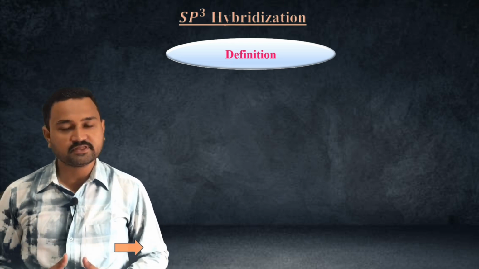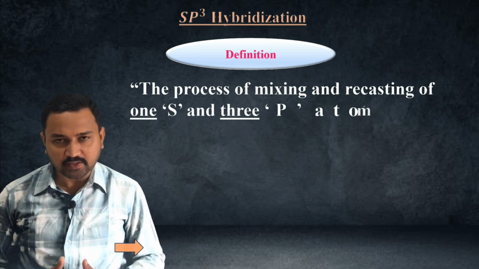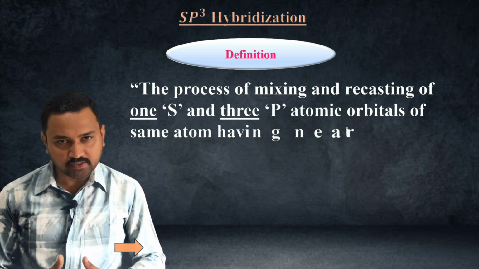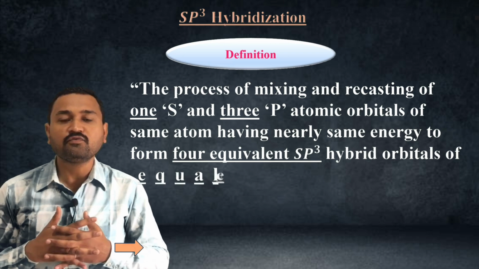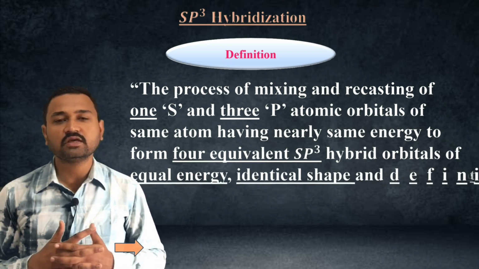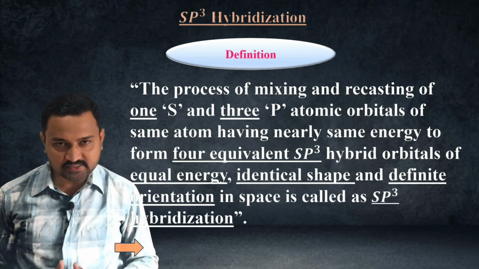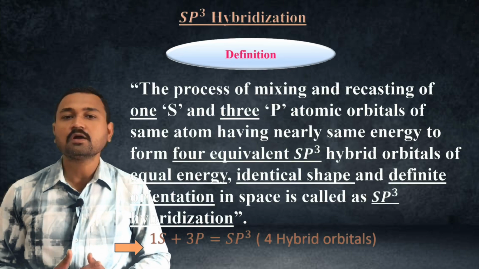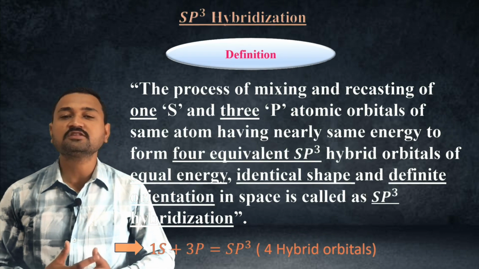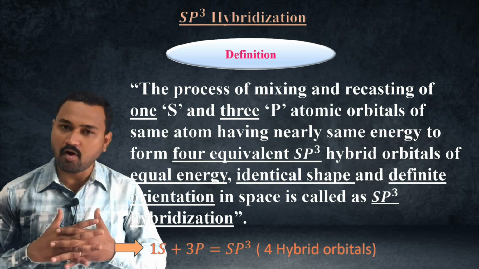Now let us define sp3 hybridization. The process of mixing and the recasting of a 1s atomic orbital and 3 p atomic orbitals of the same atom having nearly the same energy to form 4 equivalent hybrid orbitals with equal energy, identical shape and a definite orientation in space. Now this process is called sp3 hybridization. Here you have to just remember one important thing: a 1s atomic orbital and the 3p atomic orbitals combine to form 4 sp3 hybrid orbitals.